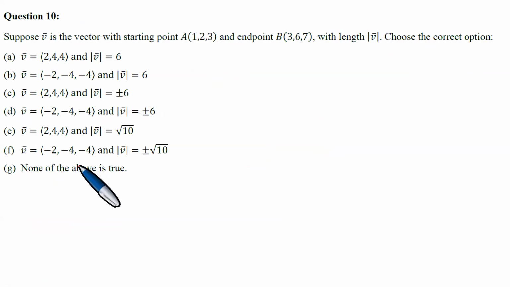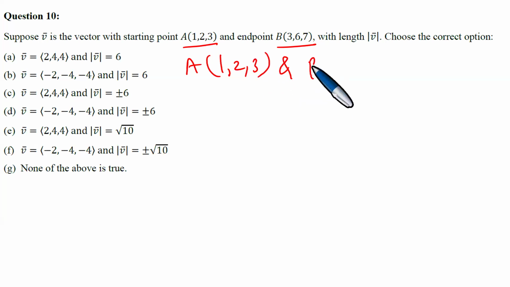Right, in question 10, we are saying suppose V is the vector with starting point A with coordinates 1, 2, 3, and end point B with coordinates 3, 6, 7, with length. So A has the coordinates 1, 2, 3, and B has the coordinates 3, 6, 7. Suppose V is a vector with a starting point and end point, with length V. Choose the correct option.